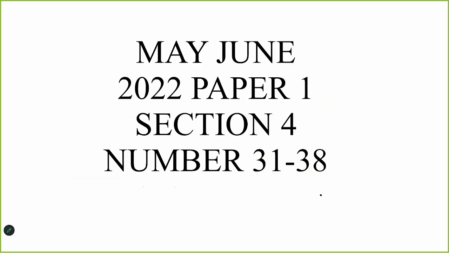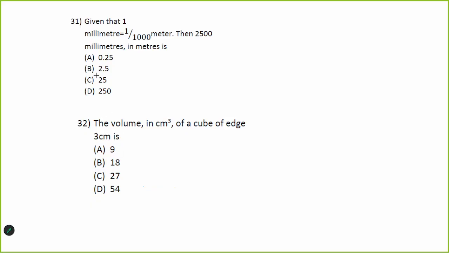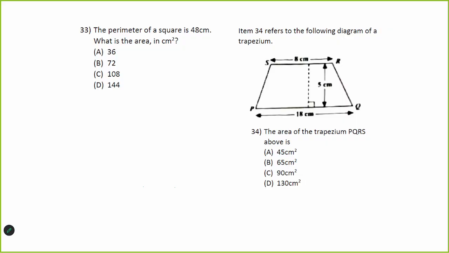Let's look at May, June 2022. We did this question, that was 2.5. This one here, the volume in centimeters, 3 3s are 9, 9 3s are 27. The perimeter of the square is 48. What is the area? 4 times side is 48, so the side is 12. 12 12s are 144. We did this question already. The area of a trapezium was 65.